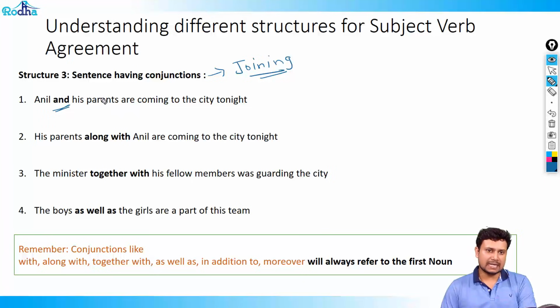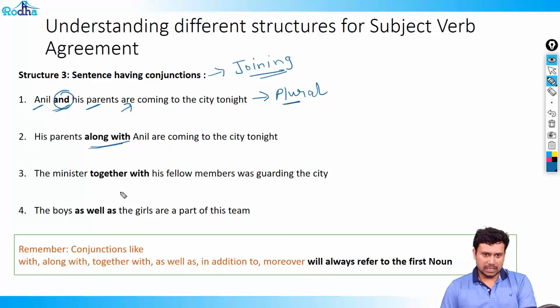Now, whenever you have and as a conjunction, you will have to take it as plural. So, if you see in this question, Anil and his parents, the conjunction is and, and the verb is are. Why? Because we have taken it as plural. The second one is whenever you have a conjunction like along with.